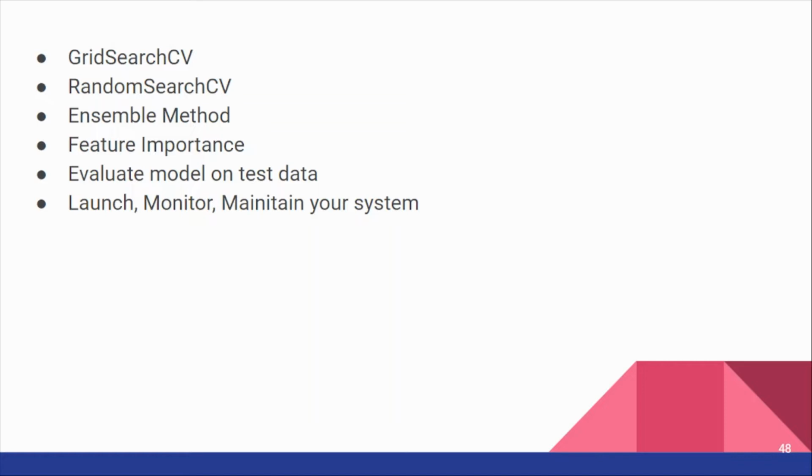Then feature importance. Random search and GridSearchCV also help you find which features are important to your model. Those features that are important you can consider, and the others you can discard. And after that, once you have all the models and parameters ready, you can evaluate that model on test data, and at the end we are going to see how to launch, monitor and maintain your system.